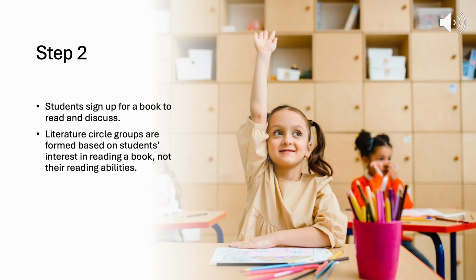Students sign up for the book they want to read and discuss. If a student chooses a book that is much too hard, you may need to have a private conversation with the student and help them find a more suitable book. Likewise, if you have a strong reader who picks a book that is much too easy, you may need to do the same for them. Students form literature circle groups based on their book choices and not on their reading level.